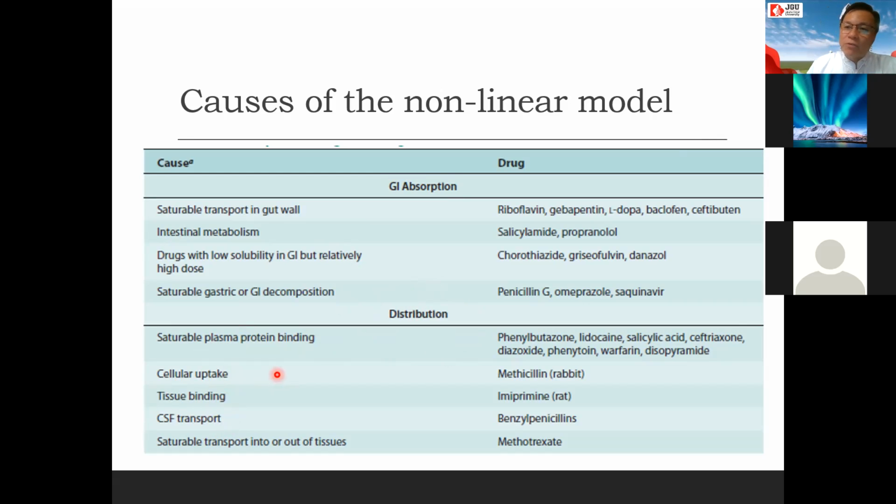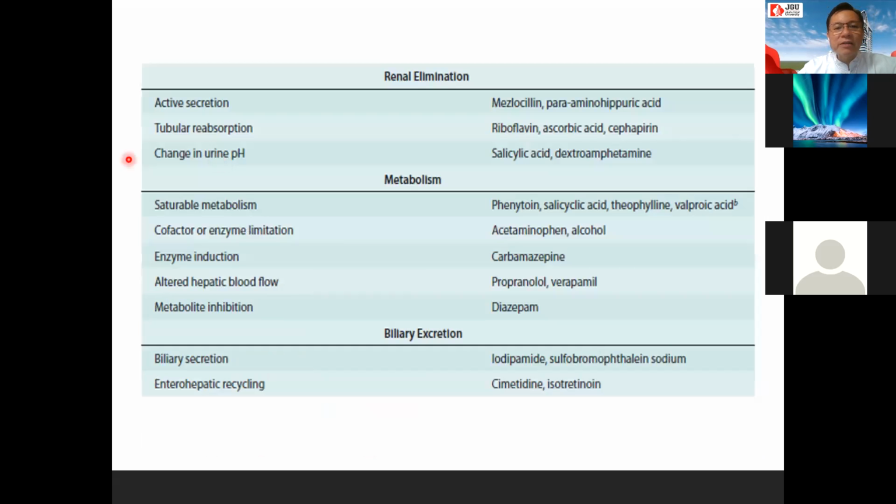So if you bind to protein, it will be less eliminated because it is bound to protein. It depends on the protein, albumin and protein in your blood, and transport into and out of tissue. But the most important is metabolism in the liver, like phenytoin, because of saturable metabolism. But there is also renal elimination, for example active secretion, tubular reabsorption, because this active secretion needs the carrier protein.